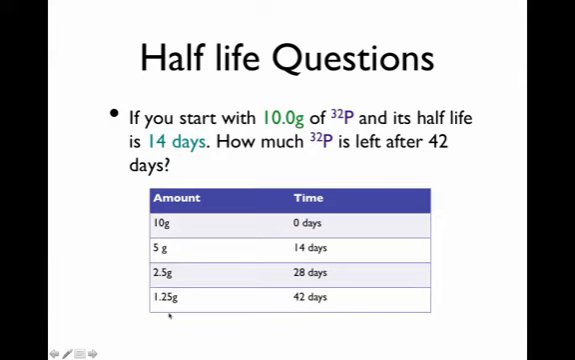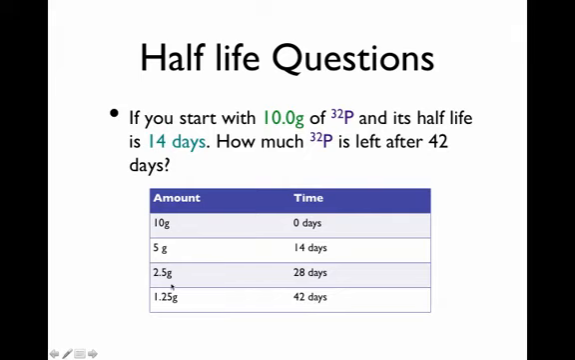So after 42 days, we're going to have about 1.25 grams of P32 left over out of the original 10 grams that we began with. So at day 0, we have 10 grams of P32. After 1 half-life, after 14 days, we have 5 grams.